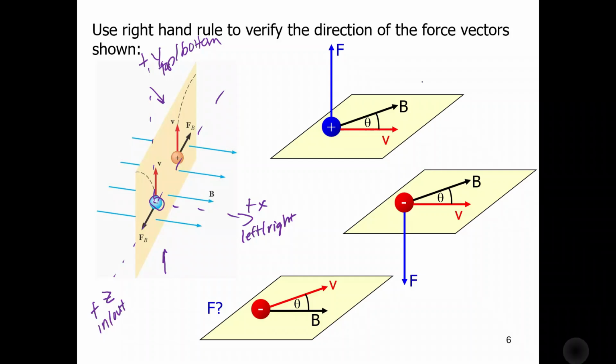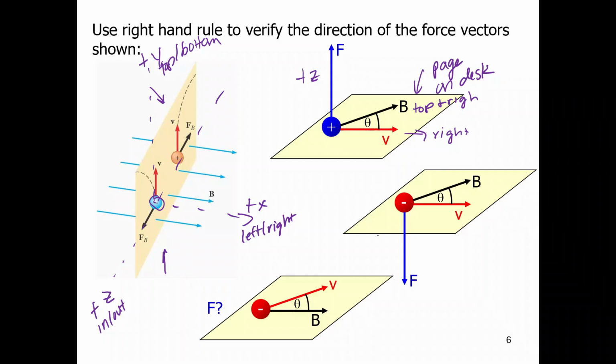So on this one, I would picture that the page is on your desk. Picture that the page is laying flat on your desk. So V is pointing directly to the right. B is kind of pointing towards the top and right of your page. So if I point my fingers on my right hand, because this is a positive charge, to the right, and I rotate my palm towards the top of the page, because B is towards the top there, my thumb is going to point straight out of the page. Okay, that's the positive Z direction, out of the page for that force.